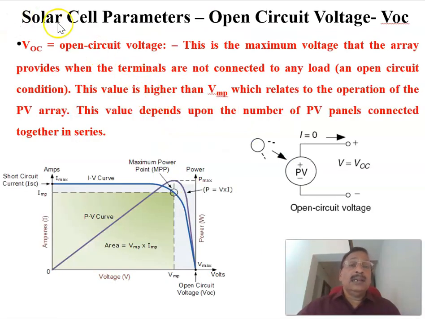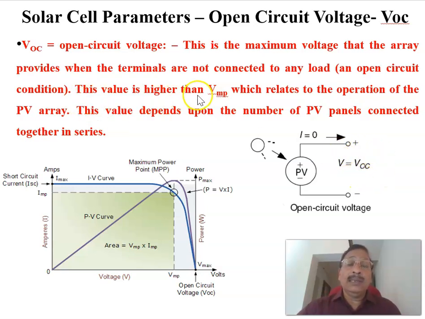Now let us see the different solar cell parameters. Coming to the first one, it is the open circuit voltage, VOC. Open circuit voltage is the maximum voltage that the array provides when the terminals are not connected to any load, or when the terminals are open circuited. When the PV terminals are open circuited, what is the maximum voltage? That is what we call the open circuit voltage.